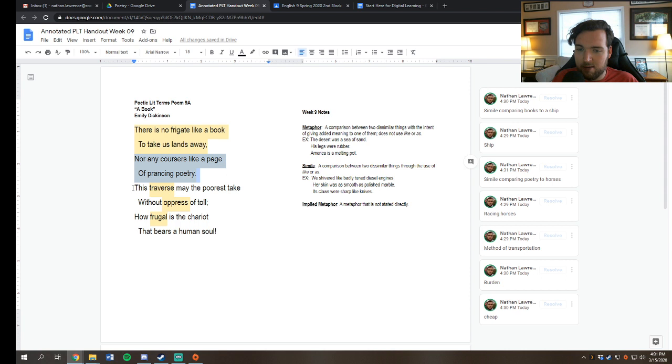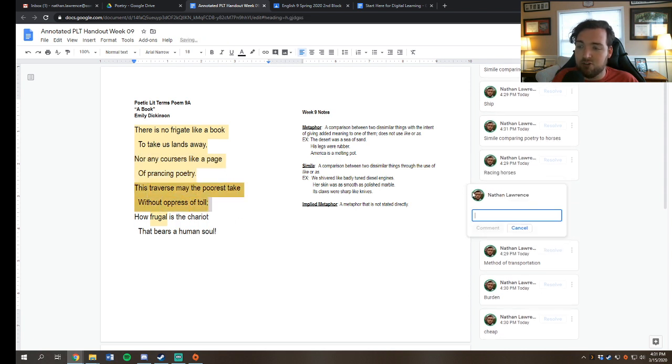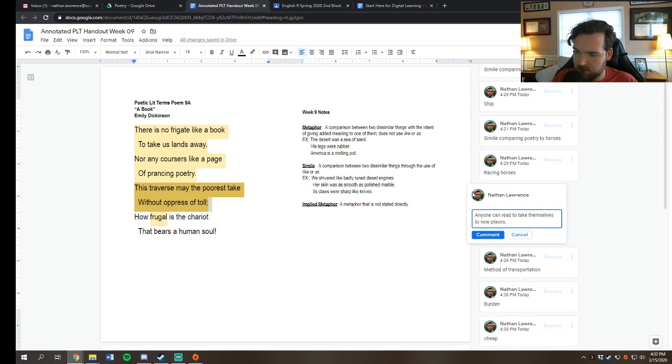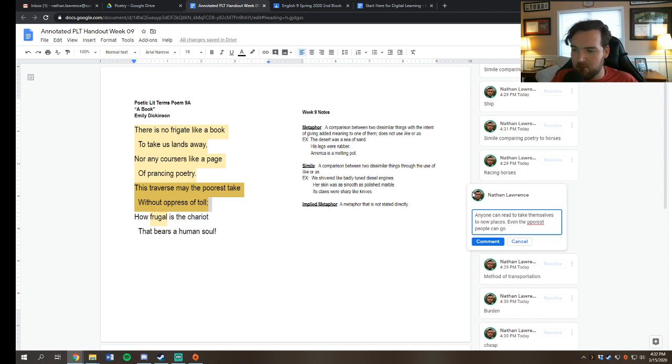Then we have this: traverse may the poorest take without oppressive toll. So this is a method of transportation that anybody can take because it's cheap, right? I think that this is an example of an implied metaphor, but I actually think that the entire poem is an implied metaphor. So we'll address that in a second. But just summary-wise, what we're saying here is that anyone can read to take themselves to new places, right? Books are cheap, right? You can check them out from a library for free. She didn't have the internet when she wrote this, but today you can just get online and read whatever. And so the idea that she's getting into is that even the poorest people can go on a trip when they read.